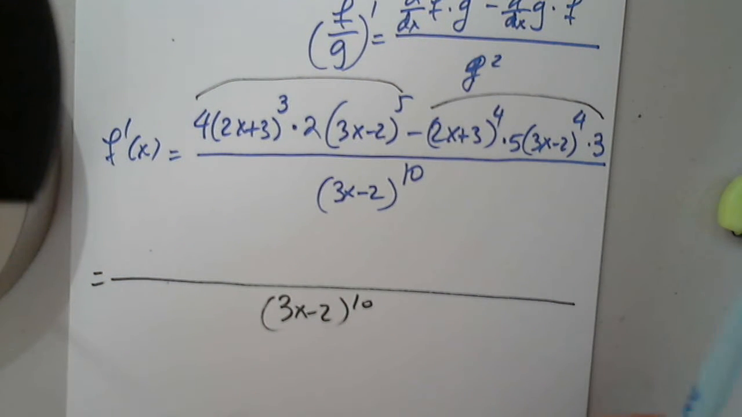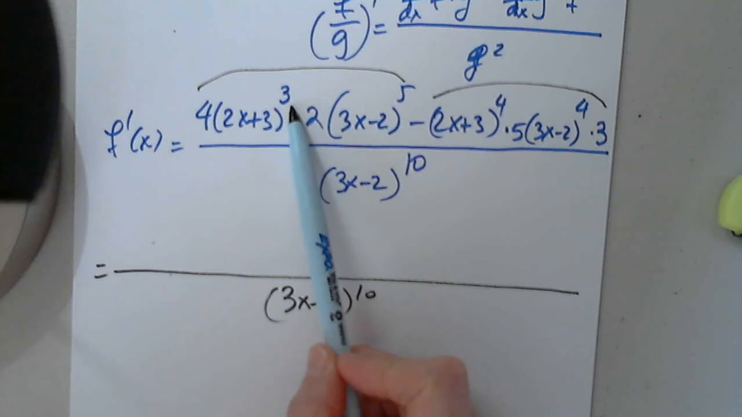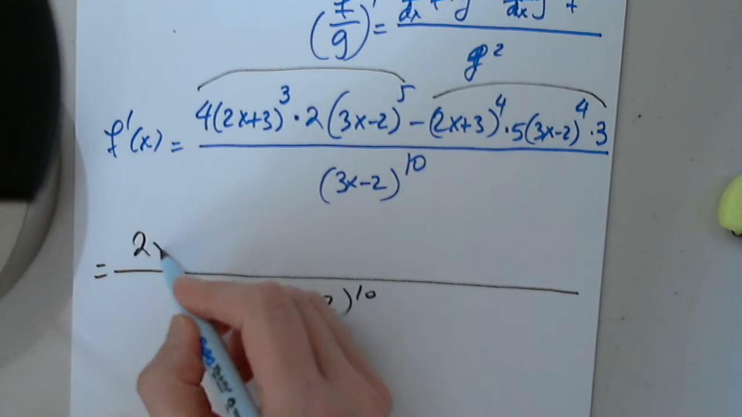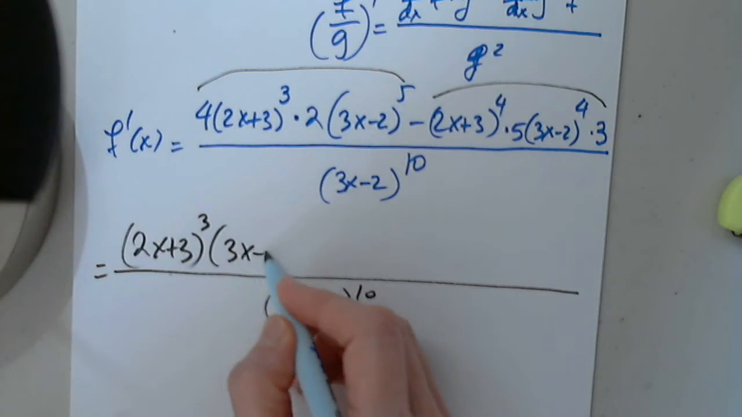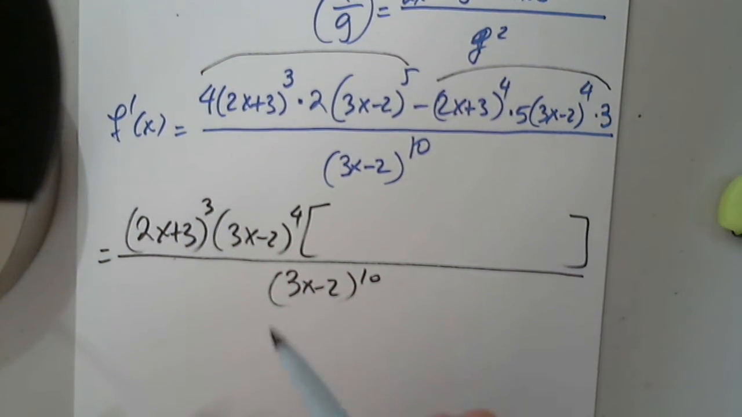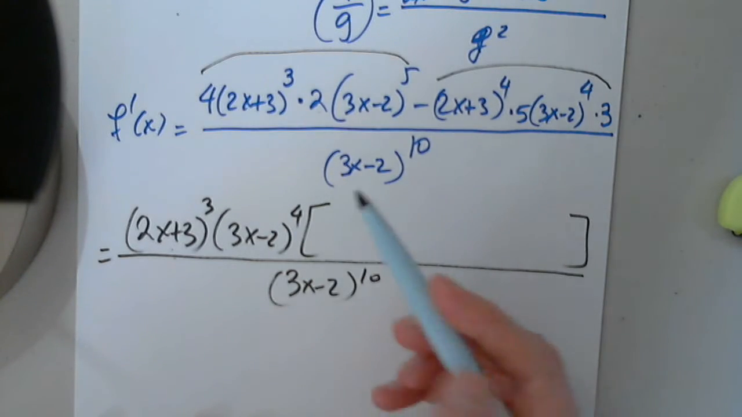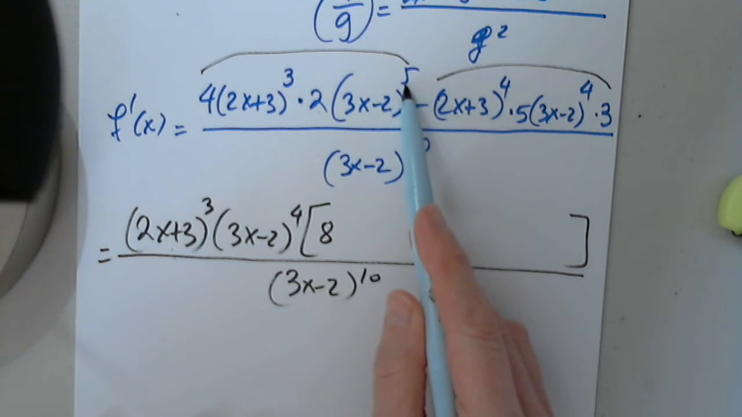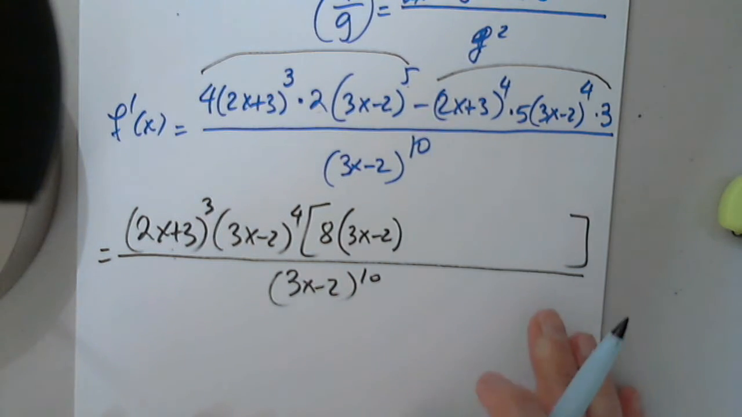Okay. This is 15 and this is 8. No numbers come out. 2x plus 3 to the third, 2x plus 3 to the fourth, so 2x plus 3 to the third. 3x minus 2 to the fifth, 3x minus 2 to the fourth, so 3x minus 2 to the fourth. Back to the first term. This is out. 4 times 2 is in. From here, from 5, I took out 4. So a 3x minus 2 is left in.